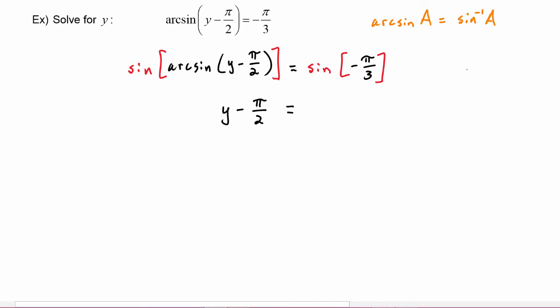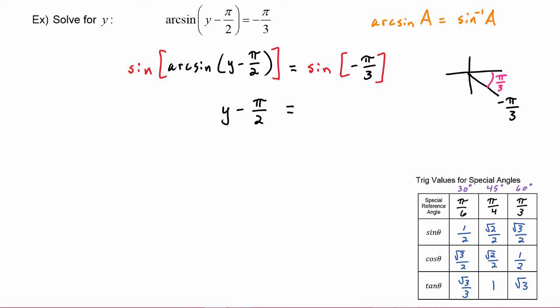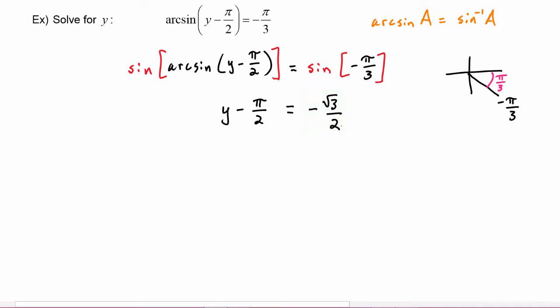We know that negative pi over 3 is here in quadrant 4. We know also that our reference angle would be pi over 3. Looking on our special angle chart in the pi over 3 column and the sine row, the value is radical 3 over 2, and we know in quadrant 4, sine is negative. To get the y by itself, we will add pi over 2 to both sides. So we have y is equal to pi over 2 minus radical 3 over 2, which we can write as one rational expression. y is equal to pi minus radical 3 over 2.